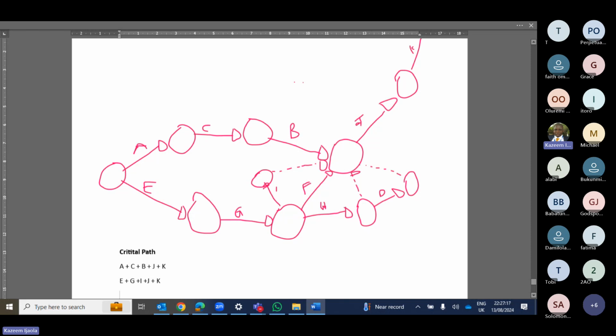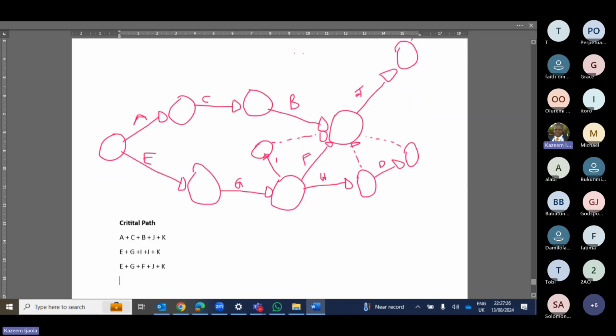This is the second critical part. Or I go through E, G, F, J, K. Or I go through E, G, H. It's H, not W. I'm sorry. So these are the 5 critical parts that I can identify.